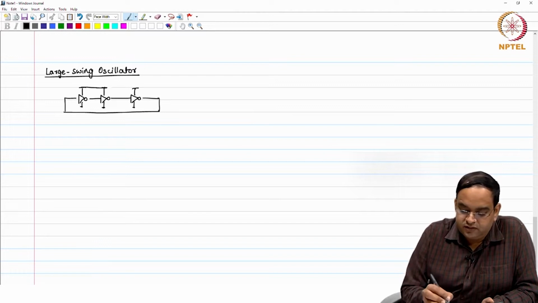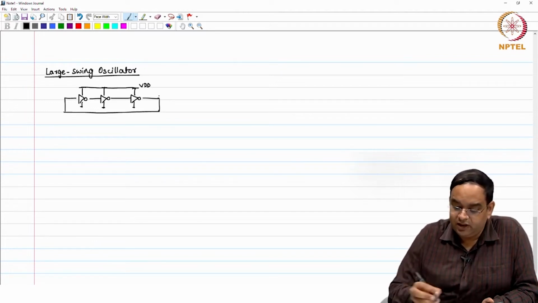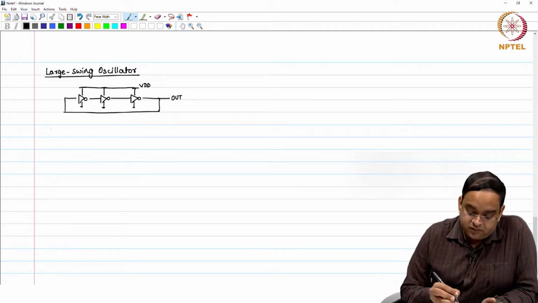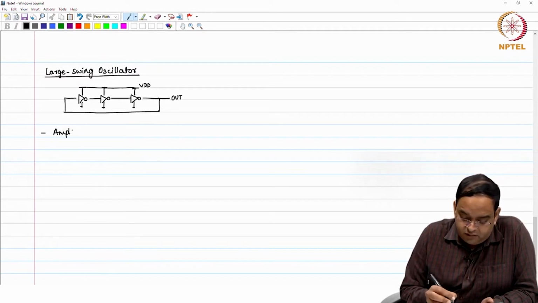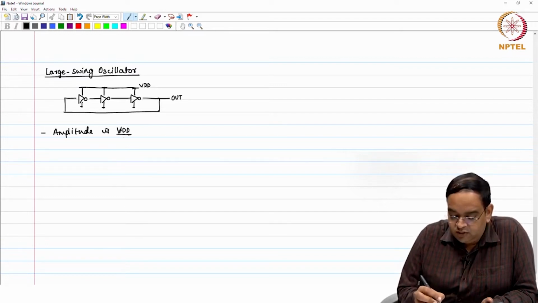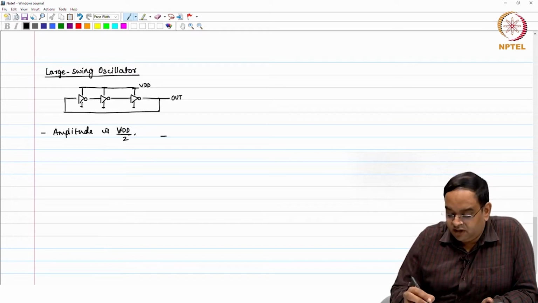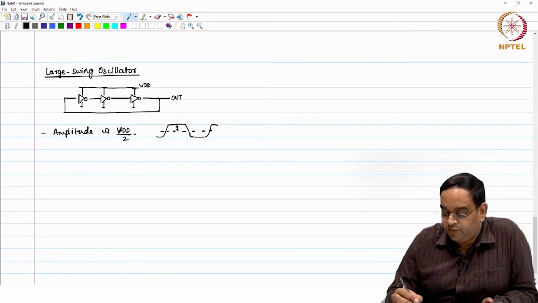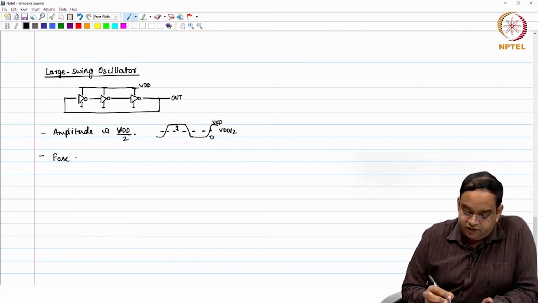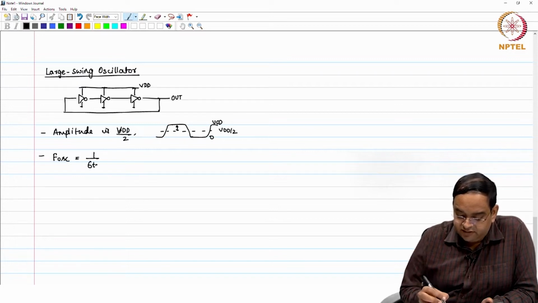So, this is the same VDD which I have, and I will call the output of the oscillator as out. The amplitude is fixed for now, amplitude is plus VDD by 2. Why did I say VDD by 2? Because your output is going between 0 and VDD. So, the DC value is VDD by 2, and you can say the amplitude is VDD by 2. The frequency of oscillation is 1 by 6 TD in our case.